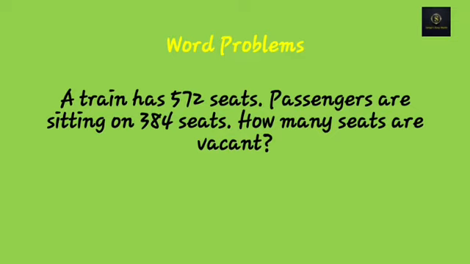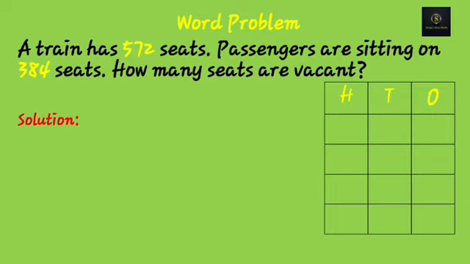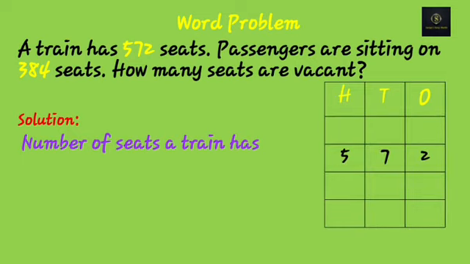Children, here a 3-digit number is there. So, here I have already prepared a 3-digit vertical column. Now, let's see the first statement. So, how to write the statement? Let's see the greater number. That is 572. But what is 572? Yes, number of seats a train has. So, our first statement is number of seats a train has. That is 572. So, here I write 572 in their respective columns.